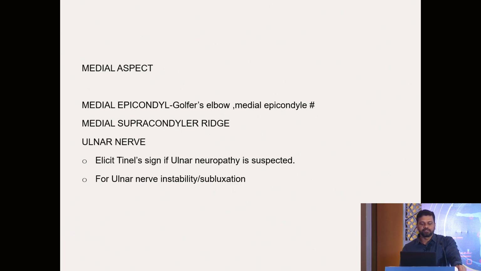On the medial side, the common pathologies are like golfer's elbow and medial epicondyle fracture. So palpate the medial epicondyle, then the medial epicondylar ridge, and for the ulnar nerve, palpate in the cubital tunnel. For Tinel sign, you can do the Tinel sign examination, and while palpating, look for whether there is subluxation of the ulnar nerve or not. We can get this in ulnar nerve instability.